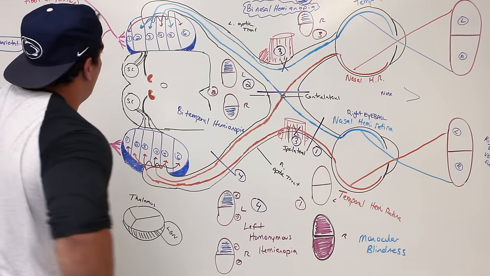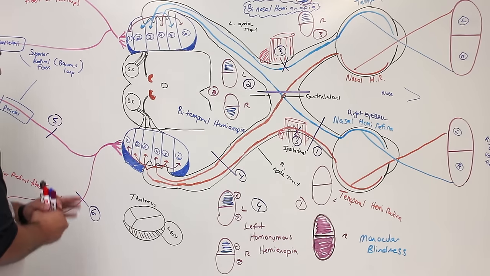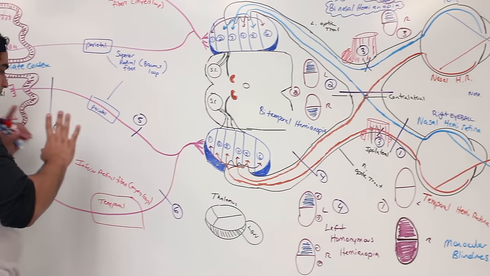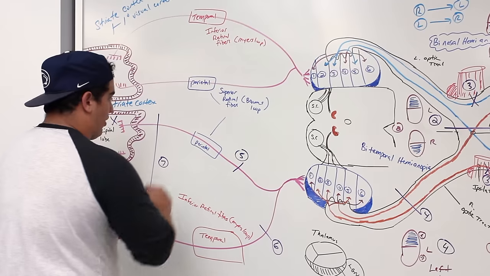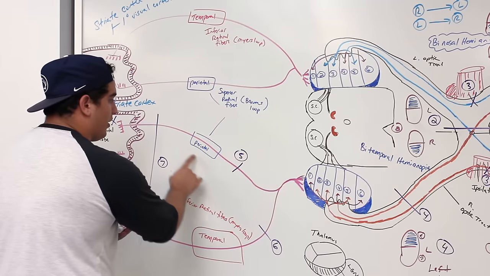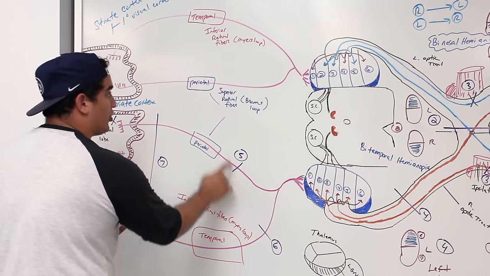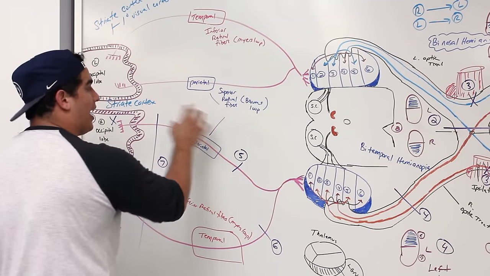Now, let's say that we get back here. Now, these are the tricky ones. These are the ones that can be a little bit confusing here. Let's say that I do number five here, right? So now I damage this part, the actual what loop? The Baum's loop, which are called the superior retinal fibers.